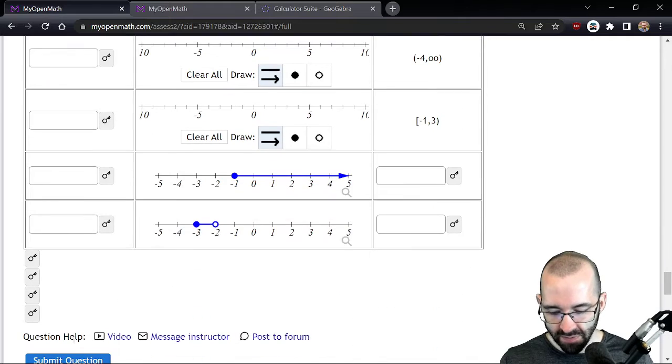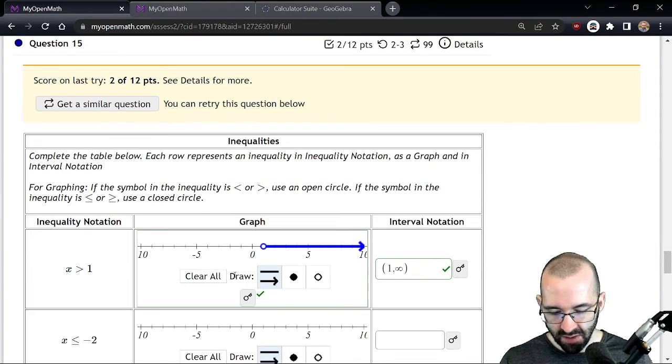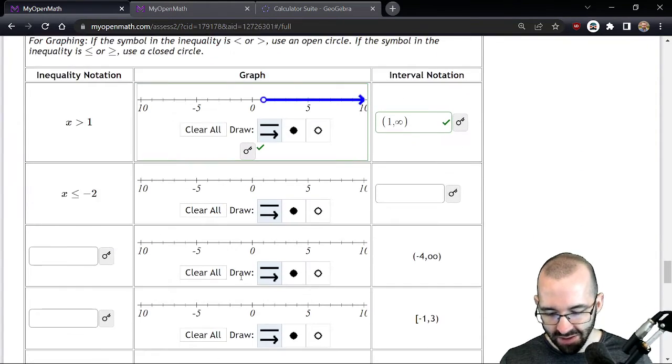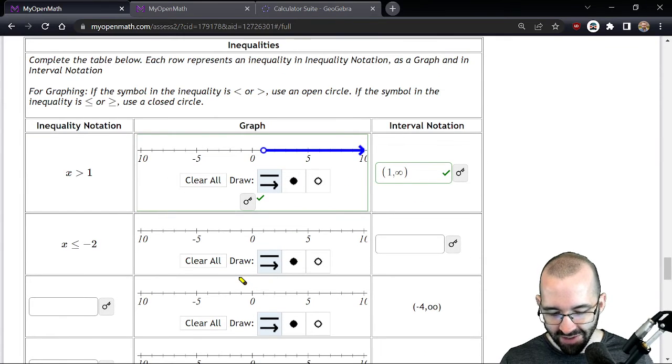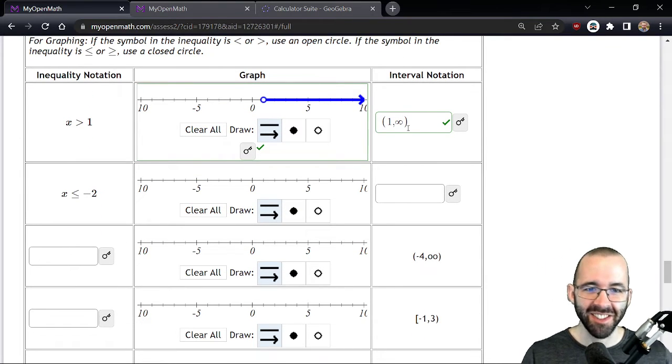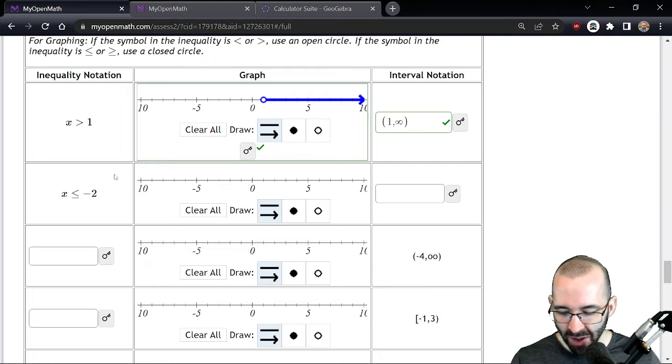Let's see how we did. 2 out of 12. I think that's full credit. We got 2 things right. Oh yeah, there, it's right. Let's do a couple more.